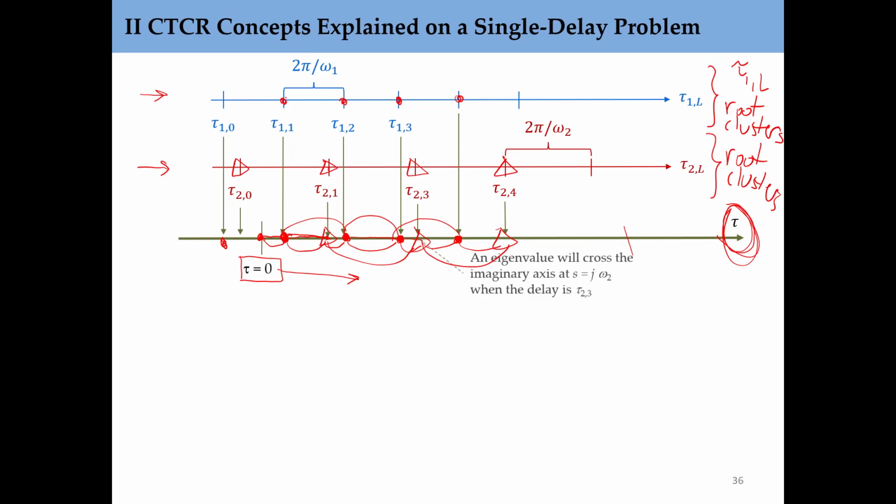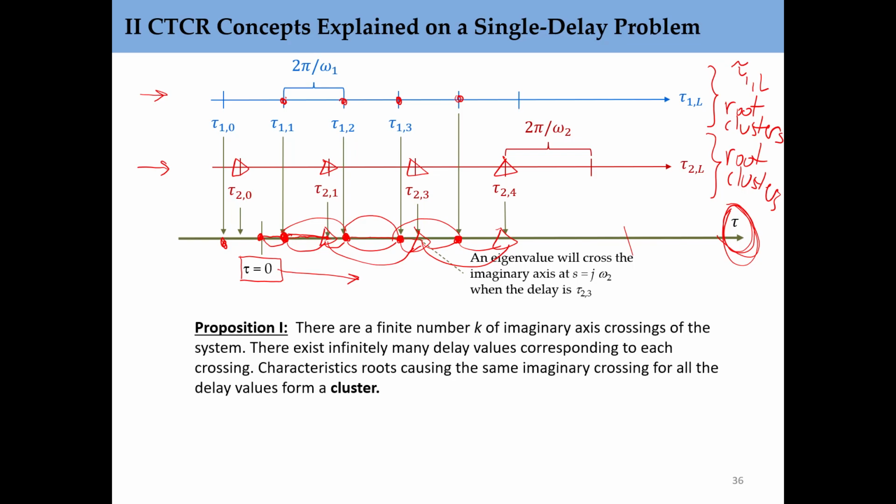So the first proposition of the CTCR, and actually I just discussed this, is that there are only a finite number of crossings, and each crossing is determined by infinitely many delay values. When a crossing happens for all the roots that create the same crossing, those infinitely many delay values are called a cluster, and there are obviously k clusters because each cluster is associated with an imaginary axis crossing, and there are k imaginary axis crossings.